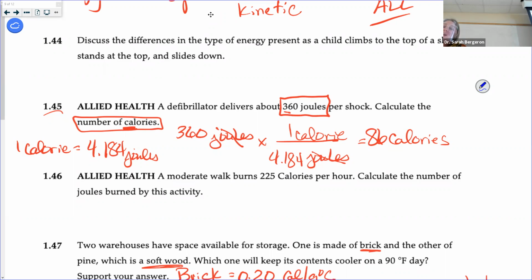Discuss the differences in types of energy present as a child climbs to the top of the slide, stands at the top, and slides down. Okay, so that's 3 different conditions. They're climbing, they're at the top, and they're sliding down. And they're sliding. Okay, so what do we got? What about when they're climbing?